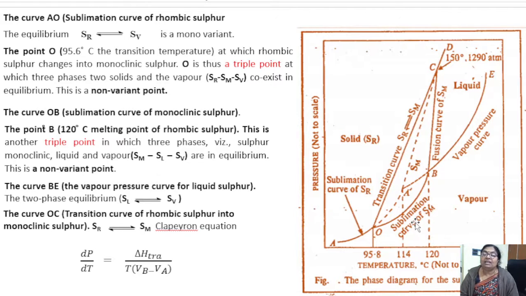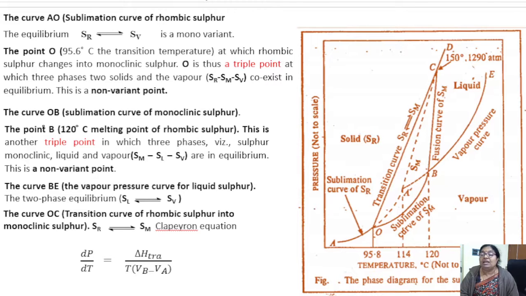And by using the Gibbs phase rule, we know that this is monovariant. Like that, if you increase the temperature, after 95.5 degrees centigrade, monoclinic sulfur is stable in nature. This is the curve OB, the sublimation curve of monoclinic sulfur.